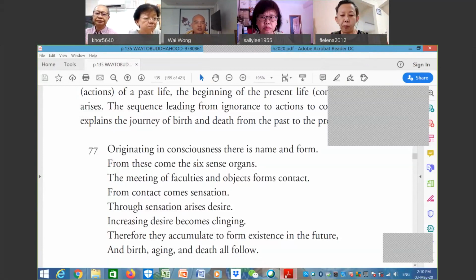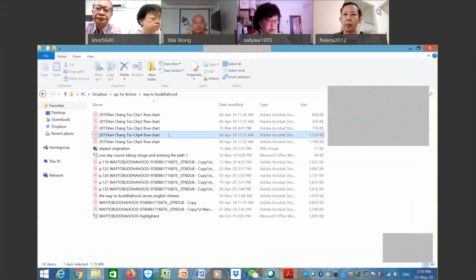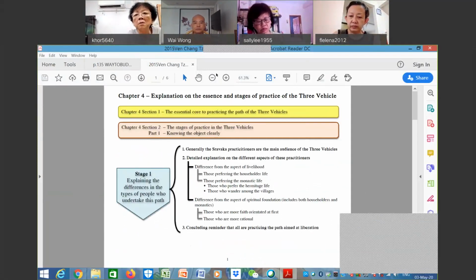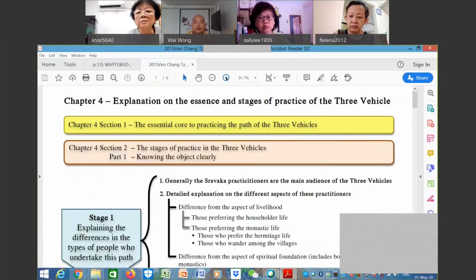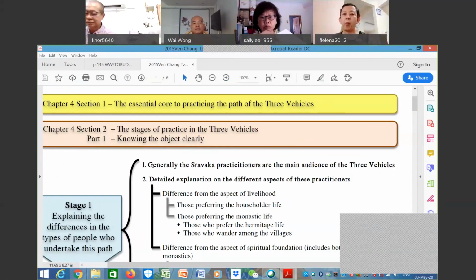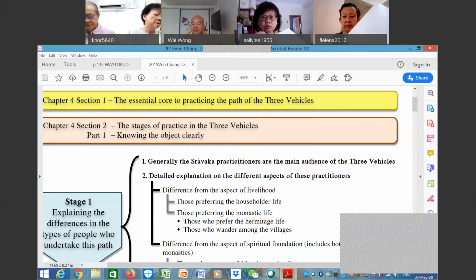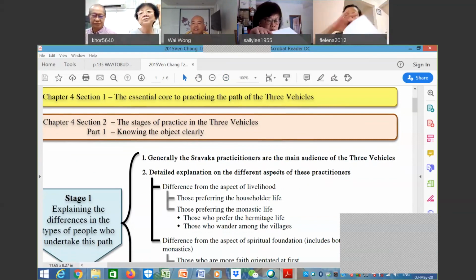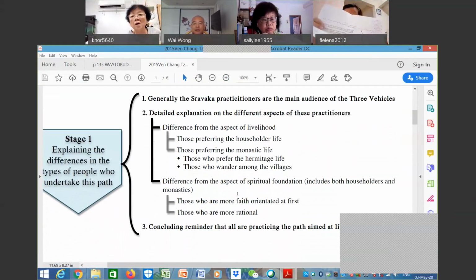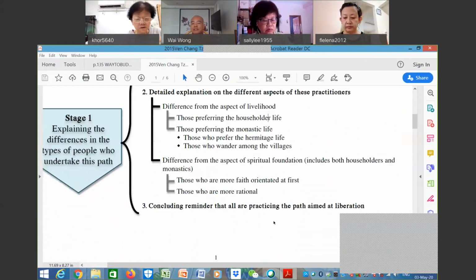Wait, let me try to do a little bit of recap. Okay, we are in the three vehicle. Well, number one is the stages of practicing in the three vehicle. Part one is knowing the object clearly, meaning that we target the three vehicle as the main audience, and there could be different aspects of this practitioner. The third one is the concluding reminder of practicing the path and aiming at liberation.